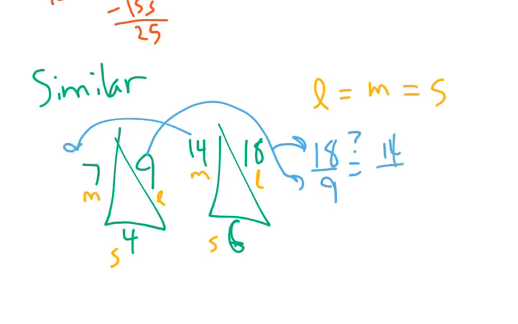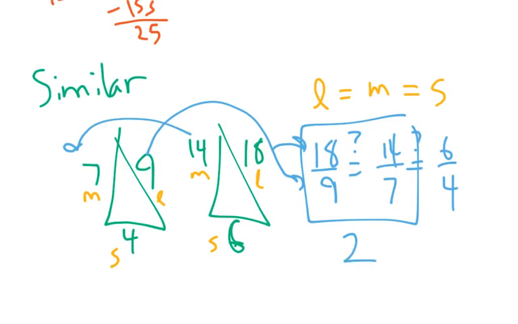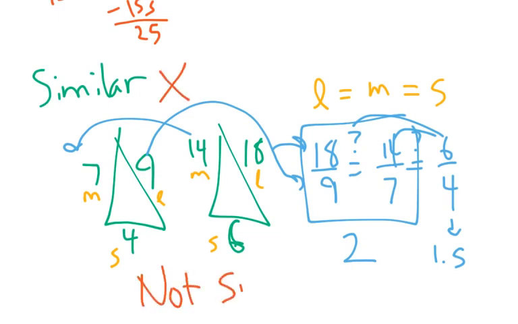So 14 over 7, and then 6 over 4. These two work out. They both reduce to 2. This one, however, is 1.5. Since that's not proportional to these, these triangles are not similar. So the answer to this one is no, not similar.